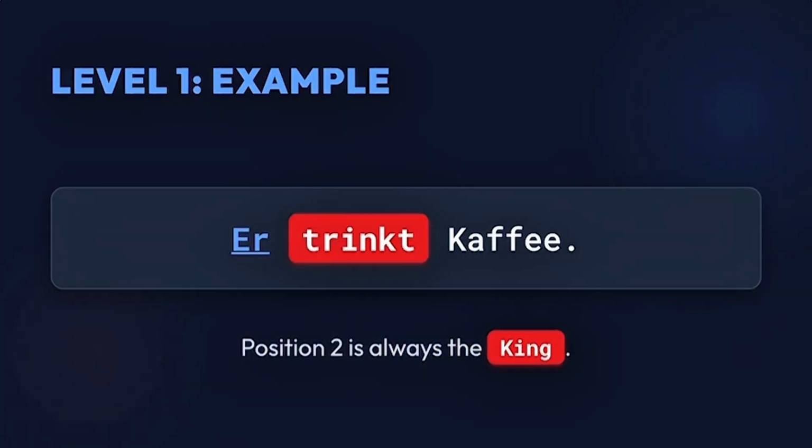Example 2: Er trinkt Kaffee. Trinken is to drink something. Trinken is a verb, and the conjugated verb is trinkt, in position 2. And Kaffee is an object that we put in the third position. Position 2 is always the king of this sentence.